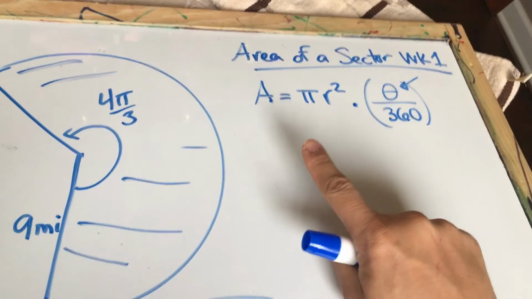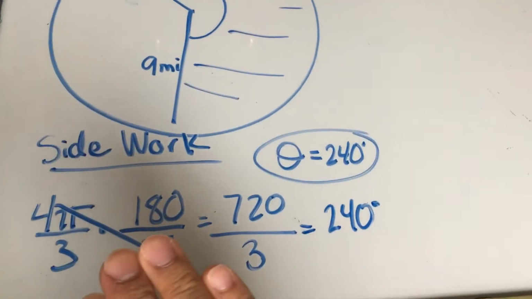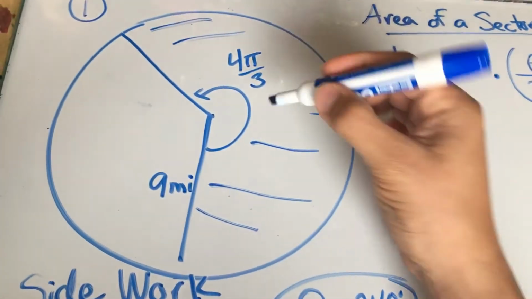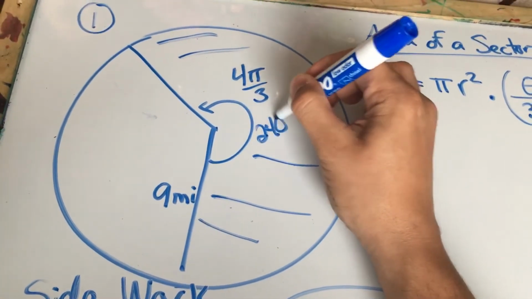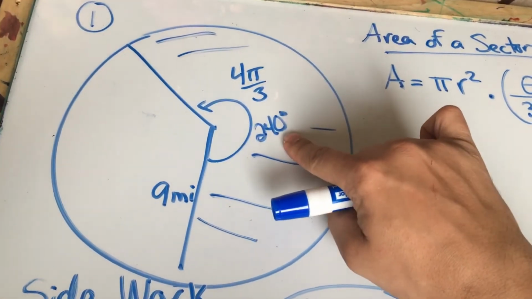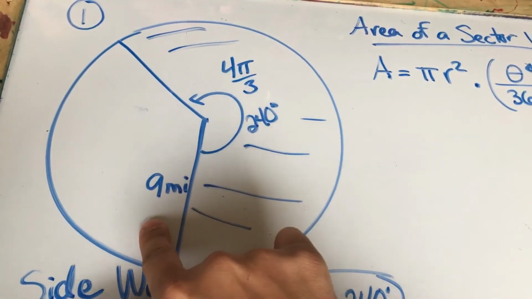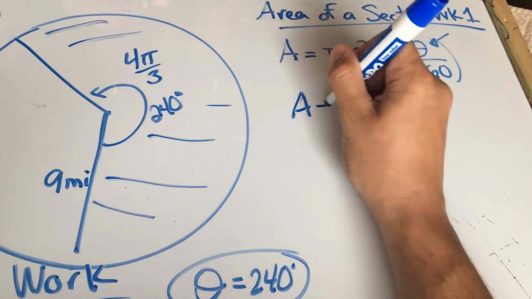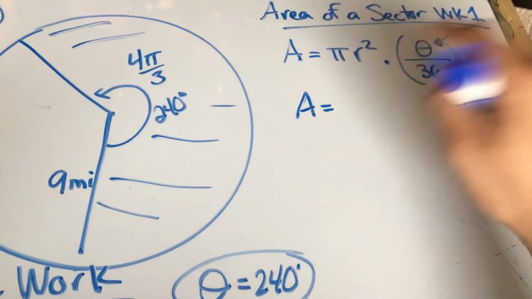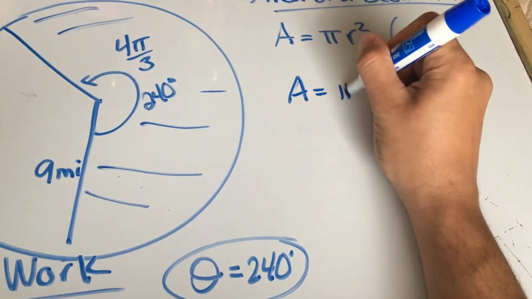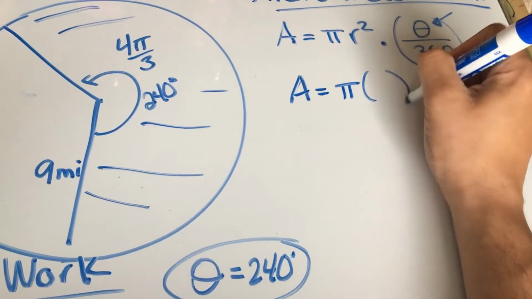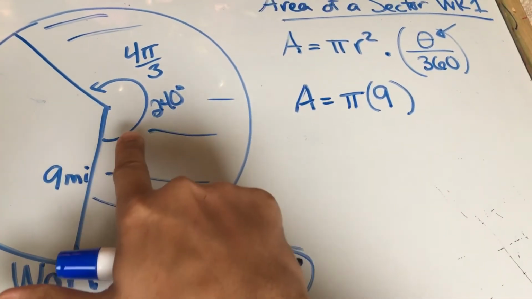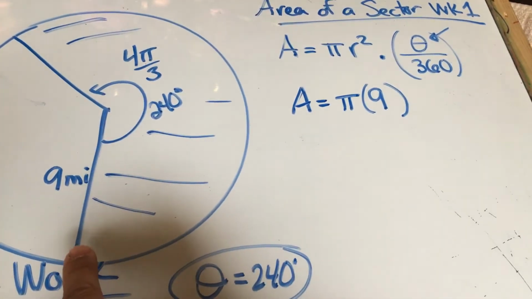All right, so now because I've done the side work, I am ready to take the 240, which is what this central angle is, 240 degrees. I can use the angle and I can use the radius to plug into the formula. Okay, so now let's go ahead and plug it in and see what we get. You're going to use the pi symbol on your calculator. Our radius is 9, right? That's the distance from the center to the edge of our circle.